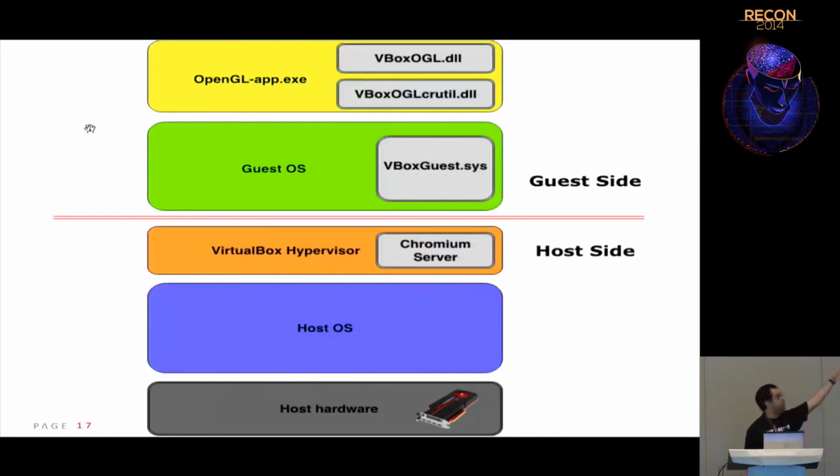Those two DLLs that you can see on the application are part of the interception library of Chromium. They will capture all the calls to OpenGL functions and convert those calls to a type of bytecode, which are the Chromium rendering commands. So the interception library will send those rendering commands to the VBox guest driver, and the VBox guest driver will forward that data to the Chromium server on the host side, and the Chromium server will do all the heavy rendering of the OpenGL 3D graphics by using the 3D hardware.